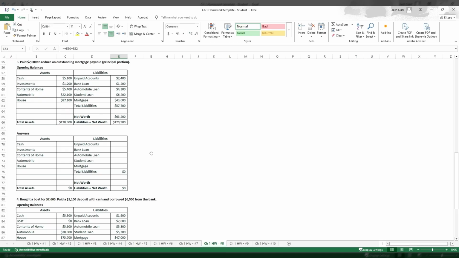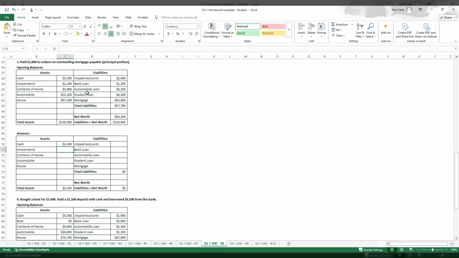Alrighty, let's come down to number 3. So here in number 3, it says we paid $2,000 to reduce an outstanding mortgage payable. This will be the principal portion like we talked about previously. So no interest. It's just reducing the outstanding loan balance. And that's going to be a cash reduction because we're paying it. So our beginning balance of cash was $5,100. So we subtract 2,000.